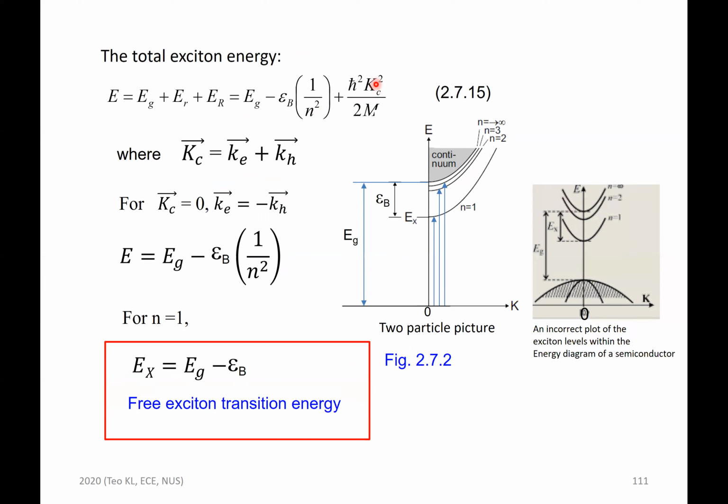This Kc, the center of mass wave vector, includes the wave vector of the electron plus the wave vector of the hole, because the exciton is due to the Coulomb attraction between the free electron and free hole. When Kc equals 0, the magnitude of the wave vector of the electron is equal to the wave vector of the hole. And this is often the case in semiconductors. So for the exciton energy, it will be just Eg minus this term, because Kc is 0 down here.